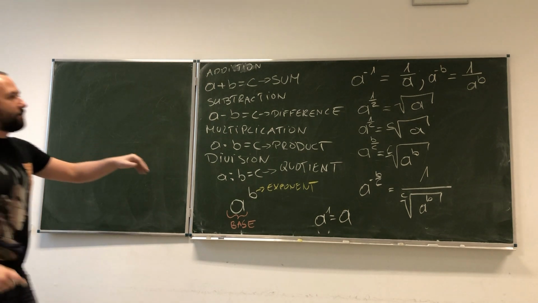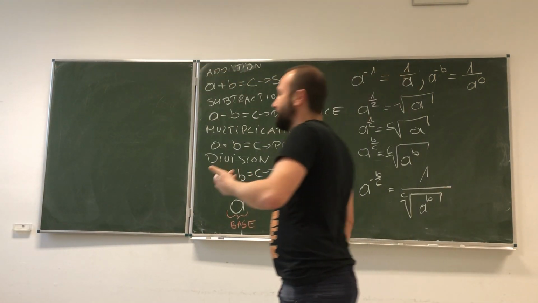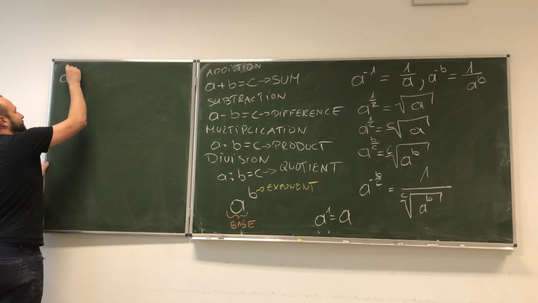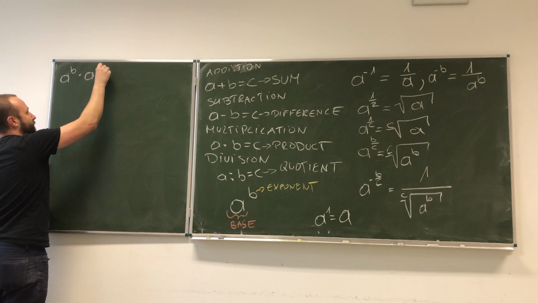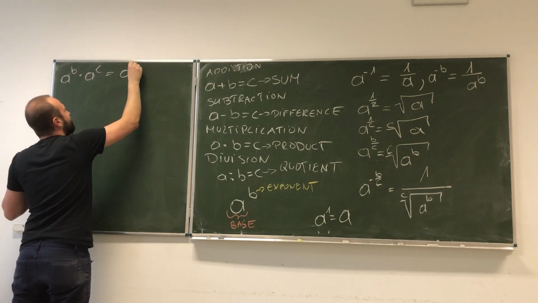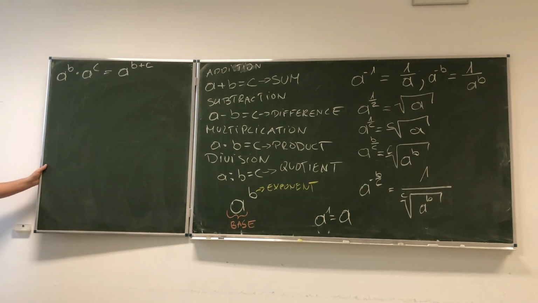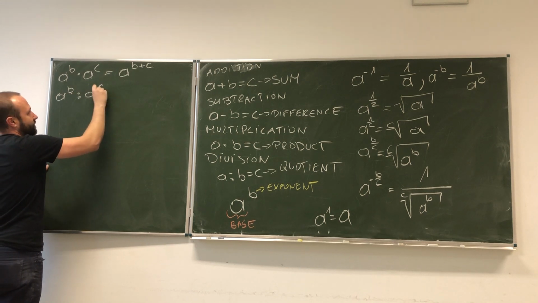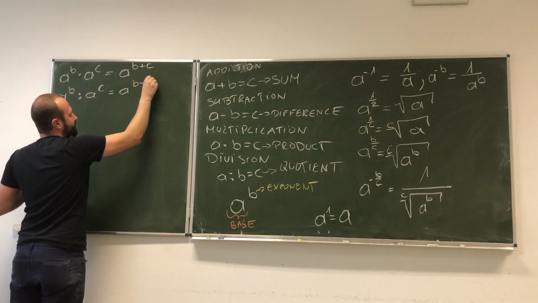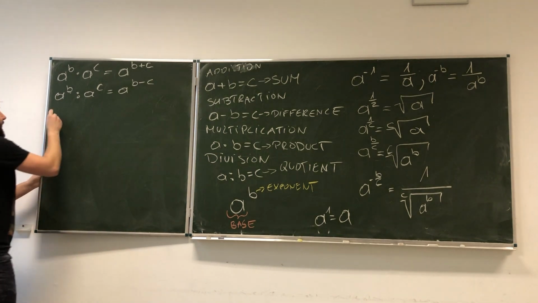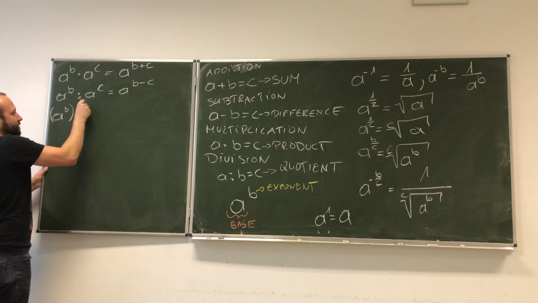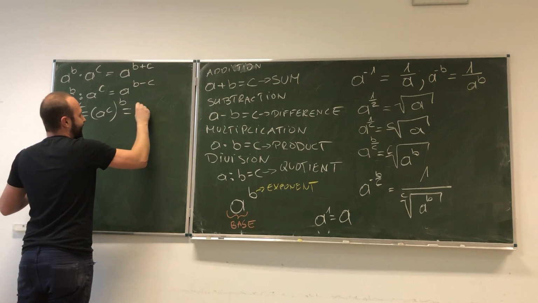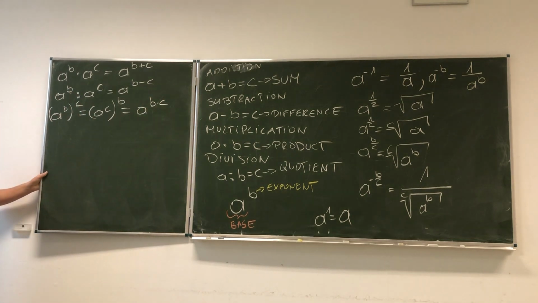Let's review a couple of rules on exponents, which I also hope you remember from high school quite well. If we have A to the power of B multiplied by A to the power of C, it is the same as A to the power B plus C. Then A to the power of B divided by A to the power of C is the same as A to the power B minus C. Finally, A to the power of B to the power of C is the same as A to the power of C to the power of B, or simply A to the power of B times C.